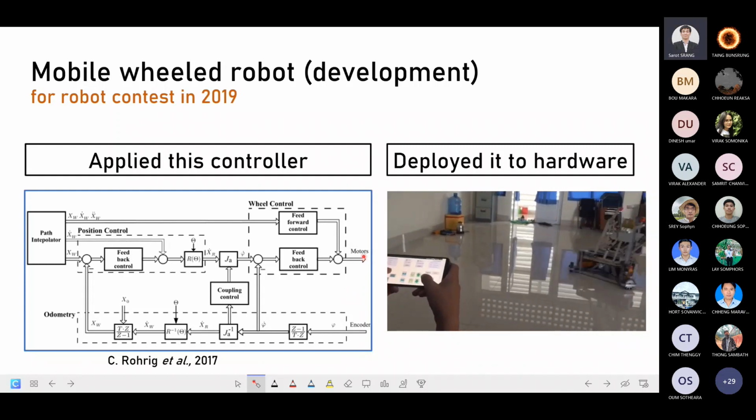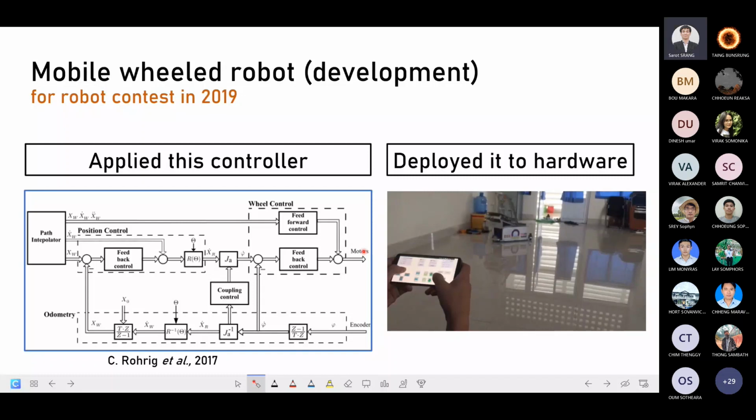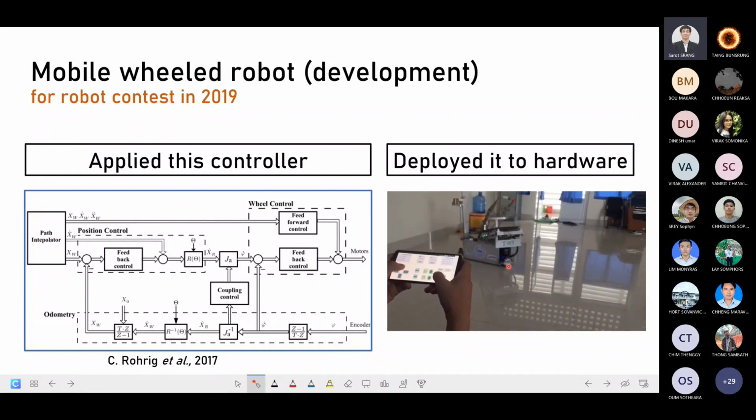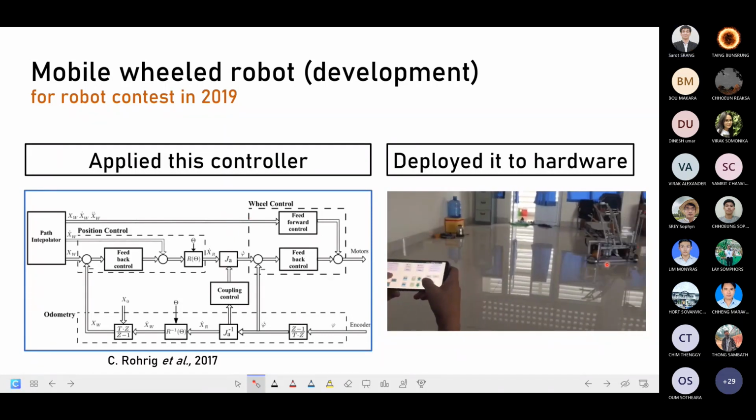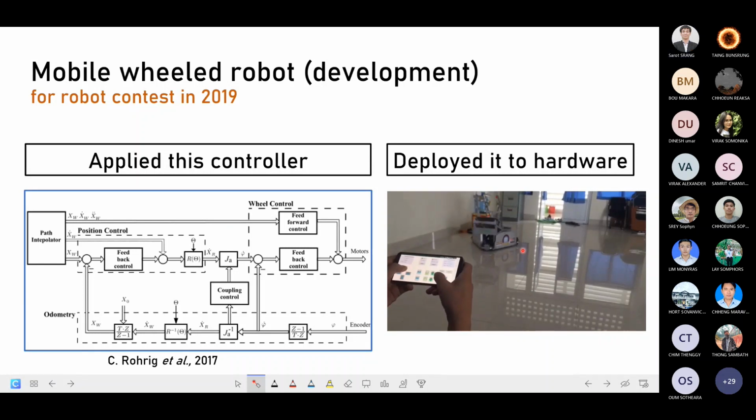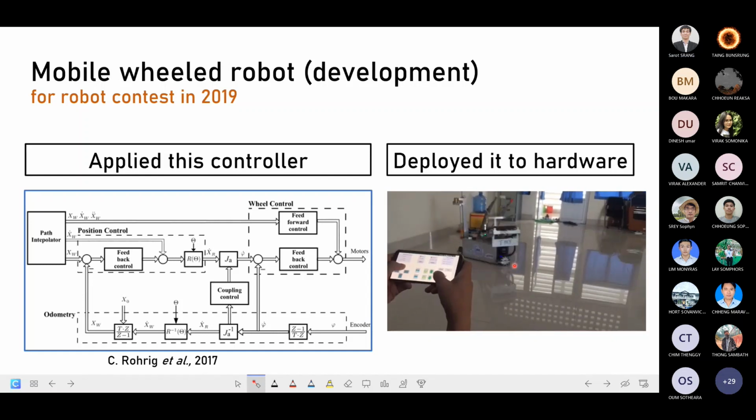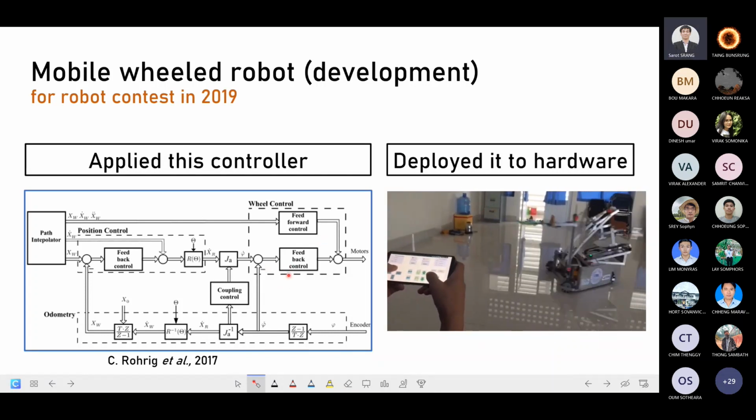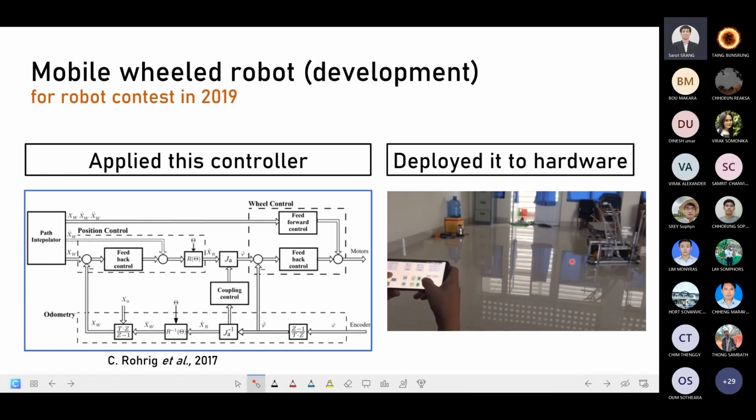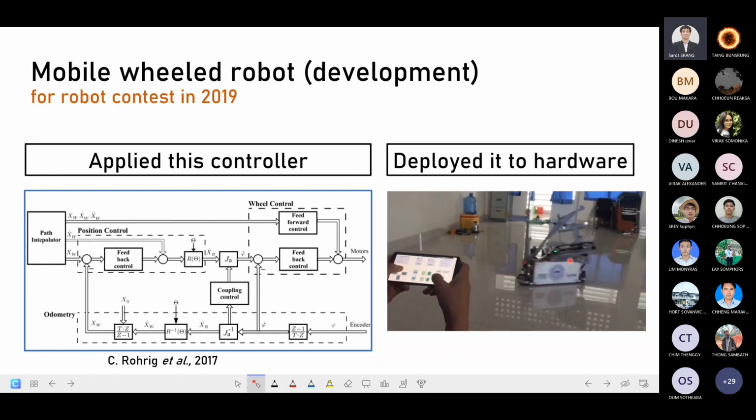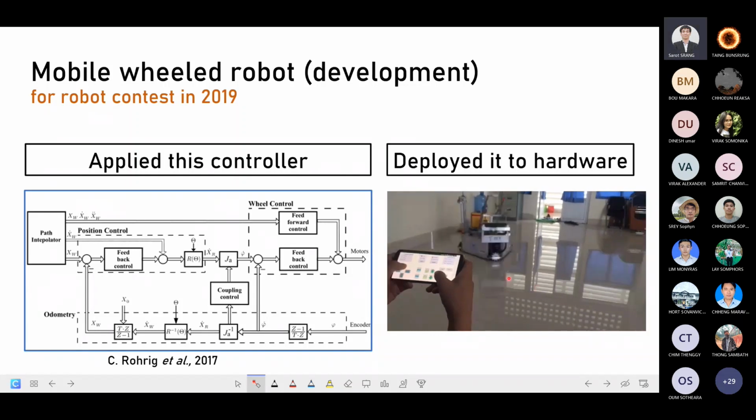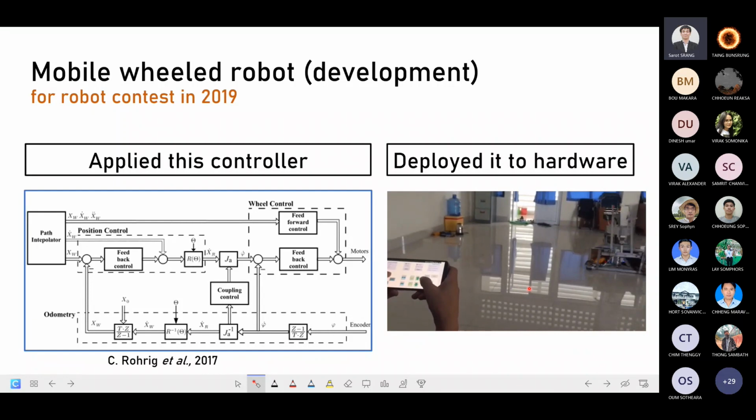So for my robot, you can see here the development of a three omni-wheel robot. Let's say the development was successfully done. So we are looking at developing a robot that can navigate on its own.